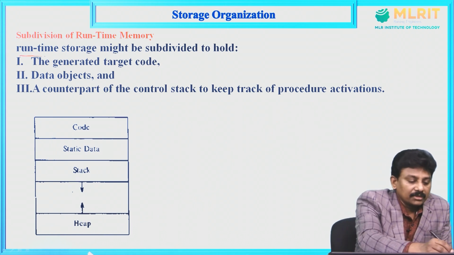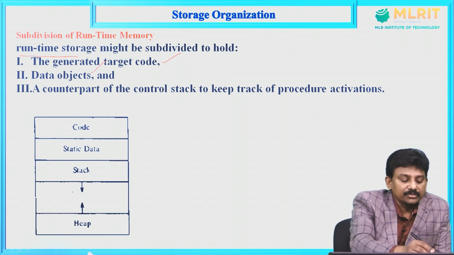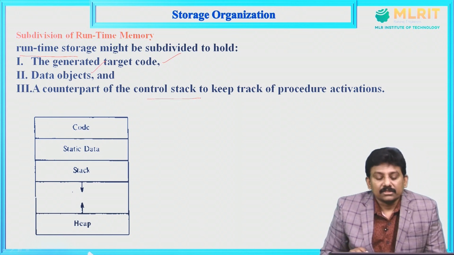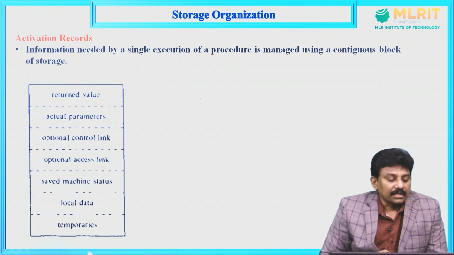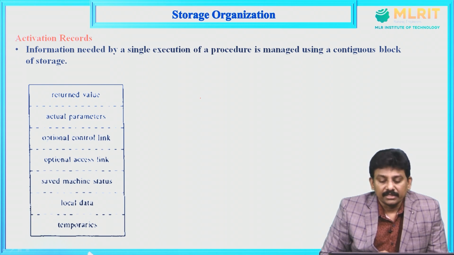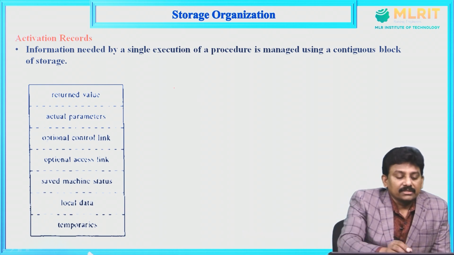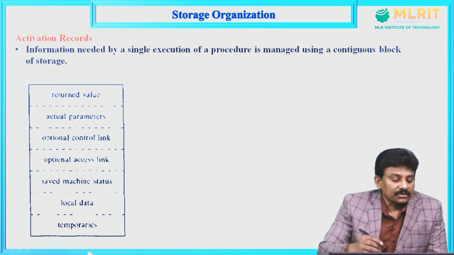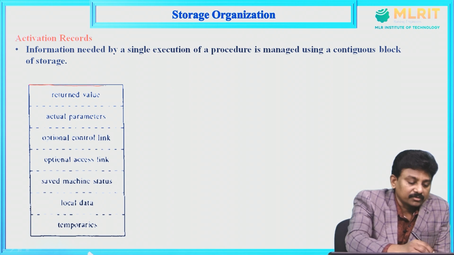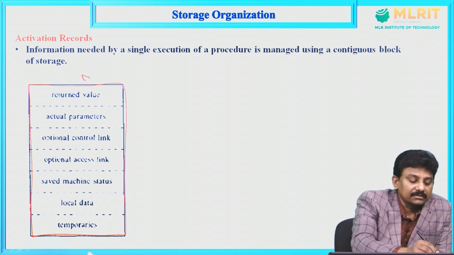So, runtime storage might be subdivided to hold generated target code, data objects, and the control stack to keep track of procedure activations. Activation record: the information needed by a single execution of a procedure is managed in a contiguous block of memory. This is called an activation record.